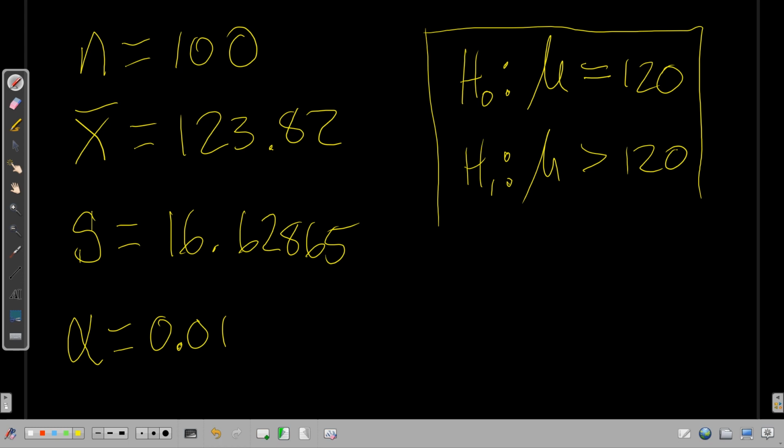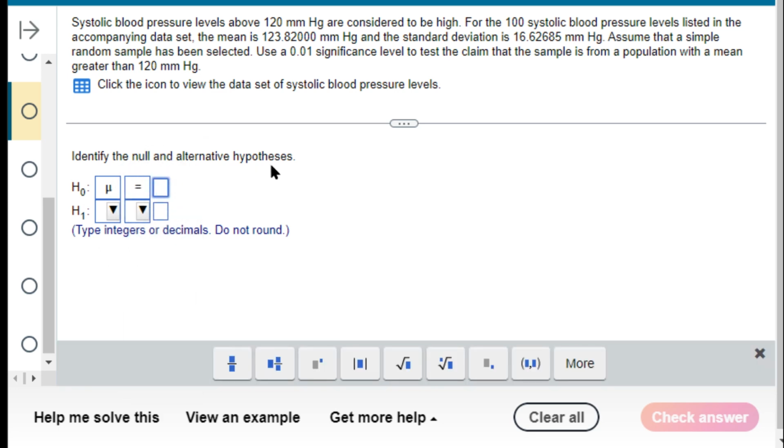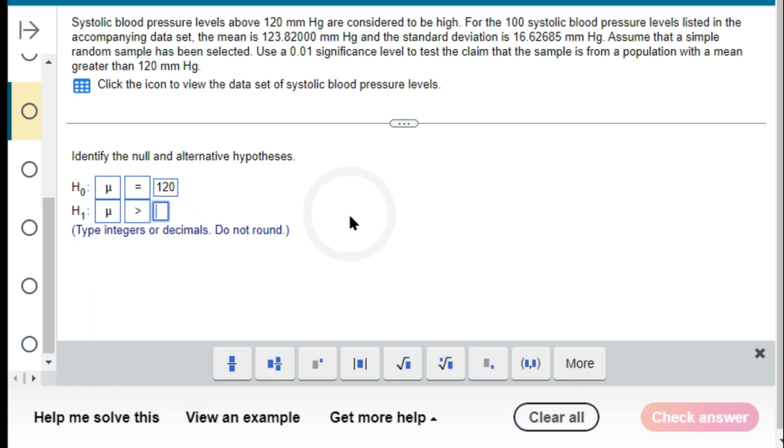So this is the solution to the first part of the question. I'll go ahead and type that in. This will be mu equal to 120, and then mu greater than 120.